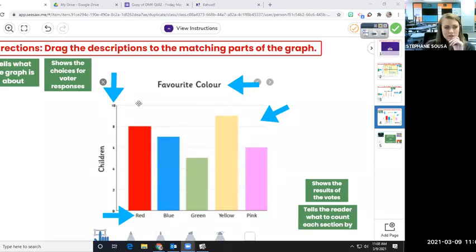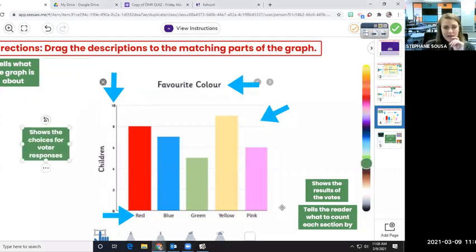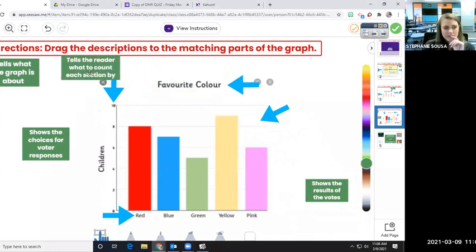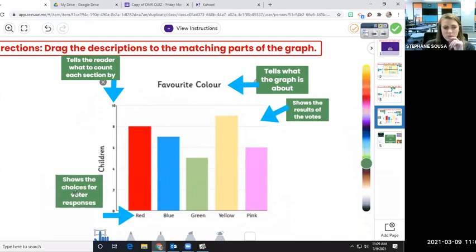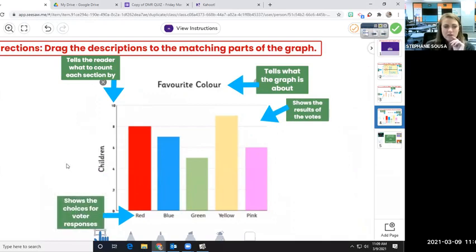Check your work. Here we go. Parts of a bar graph. Here's what they do. We start right here with 0, 2, 4, 6, 8, 10. And this tells the reader what to count each section by. Favorite color is the title, and that tells what the graph is about. Our pretty little bars right here show the results of the vote. And at the bottom, red, blue, green, yellow, pink, show the choices for voter responses. Those are your correct answers. Take a look at them, make sure you got them.